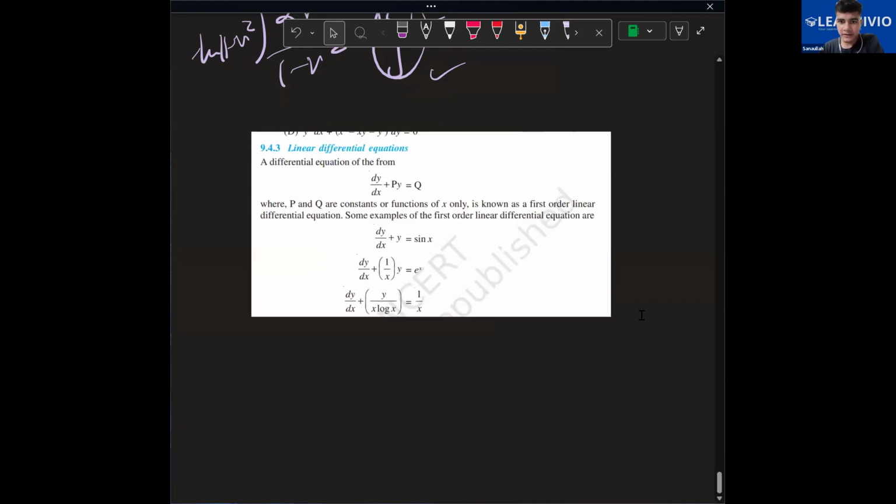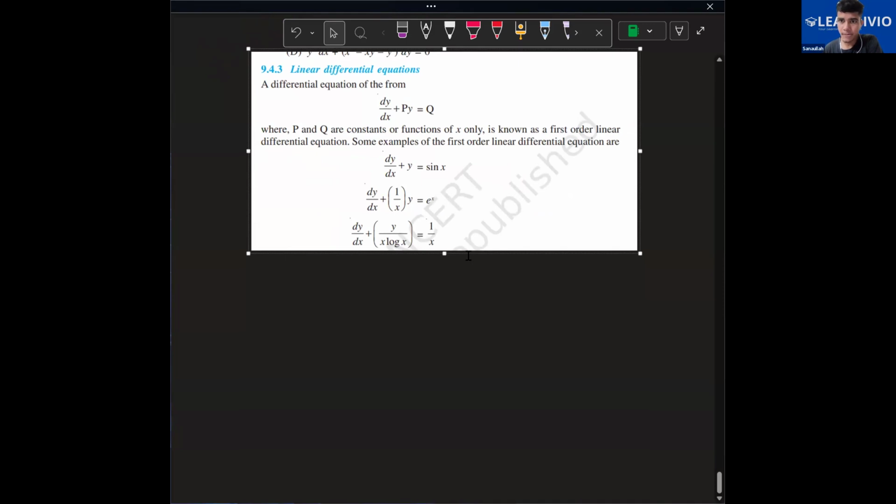So this is a linear differential equation. It is dy by dx plus py equals q, where p and q are functions of x only. Either p is a constant or a function of x, and the same goes for q also. So this is the form of a linear differential equation.